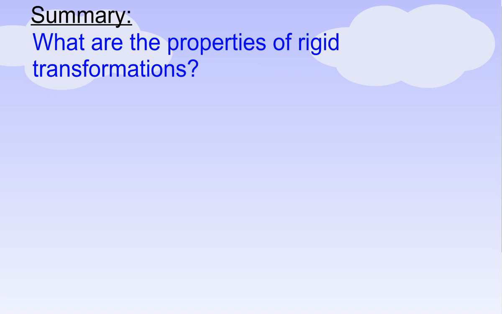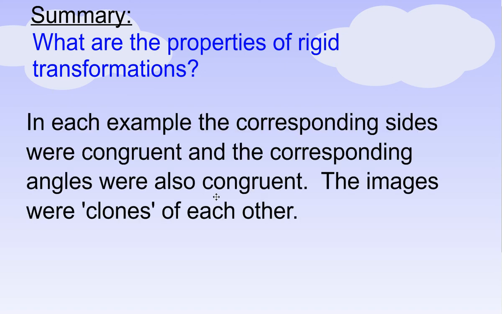And finally, what are the properties of a rigid transformation? These transformations we learned about in this lesson, what properties existed in every single one of them? Go ahead and answer that question. Okie dokie, here's what I came up with. I said in each example the corresponding sides were congruent and the corresponding angles were also congruent. The images were clones of each other. So that's what makes something rigid. The two shapes are identical.